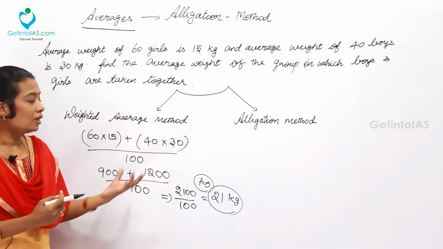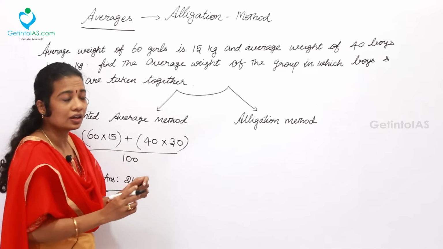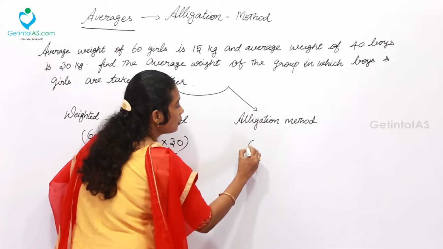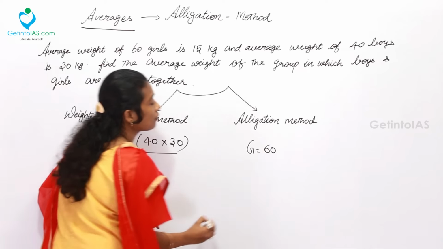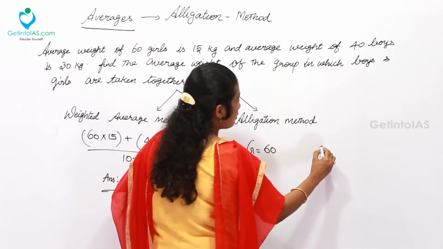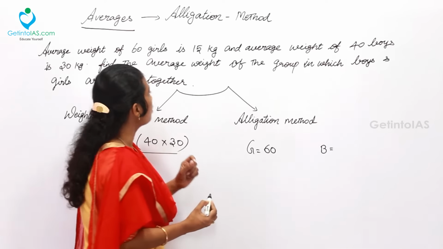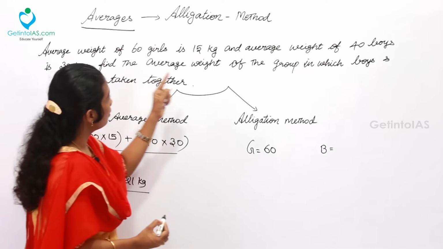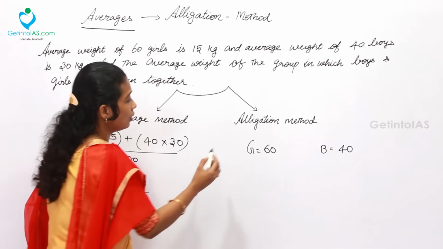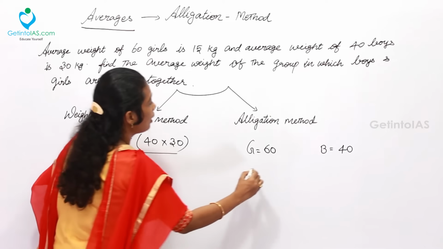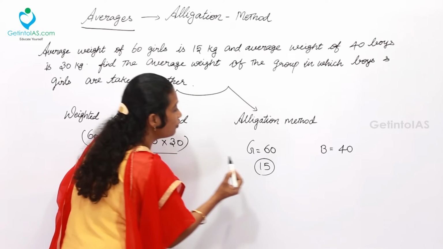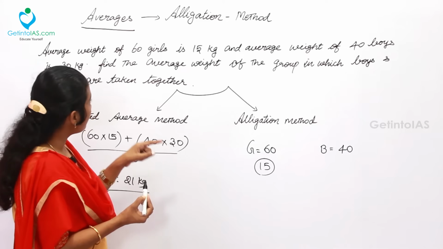So first of all, it is given weight of 60 girls is 15 kg. Here the number of girls is equal to 60 and the number of boys is equal to 40. Afterwards, number of girls, number of boys 60 and 40. Average weight of girls is 15 kg. Average weight of boys alone is 30 kg. In this, we need to find the average weight of the group, overall weight of the group. That is average, which is unknown here.